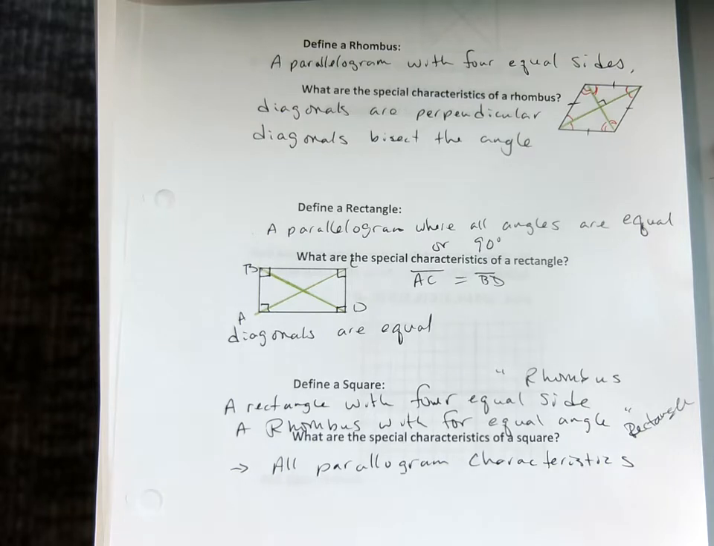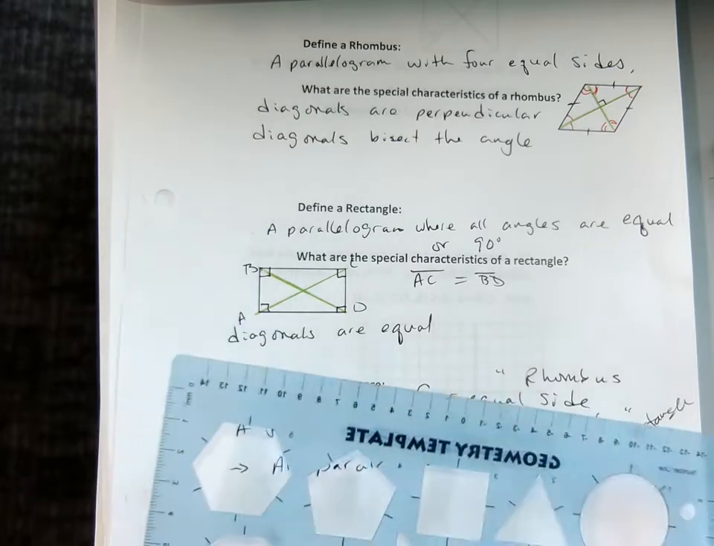Got one on here somewhere. Where's my square? I have a square on here. Of course I do. Gotta have a square. Oh yeah, there we go. Here's my square.